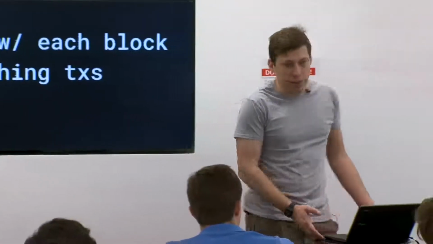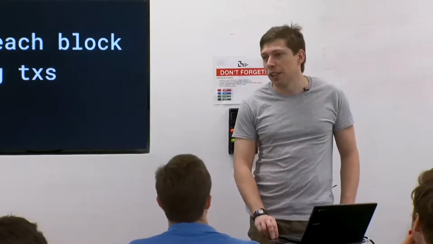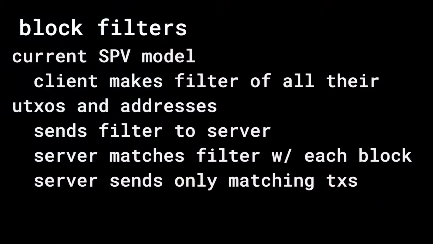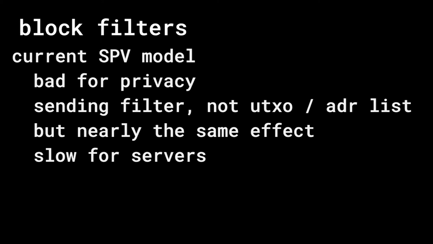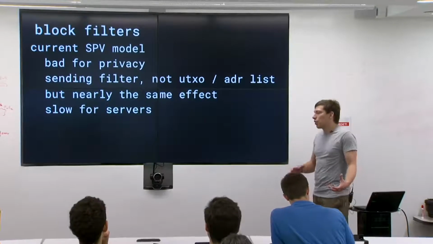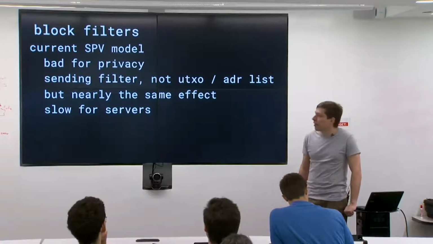Okay, so this is nice, right? You can sync the entire chain in way less data and have SPV security. Problems: it's really bad for privacy. You're sending a Bloom filter, right? It's this thing that's created from your list of addresses.